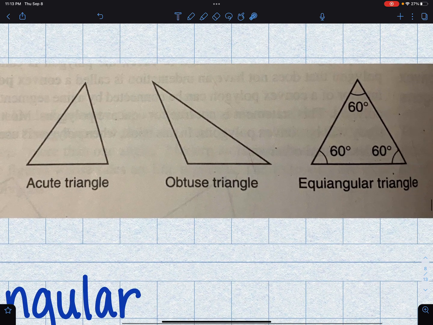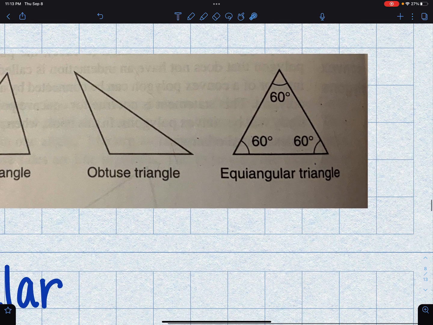If there's even only one fat angle, and a fat angle means greater than 90 degrees, then it's no longer cute. That is called an obtuse triangle, kind of like that word obese that I was equating it to before. So as long as it has one fat angle, it's an obtuse triangle.